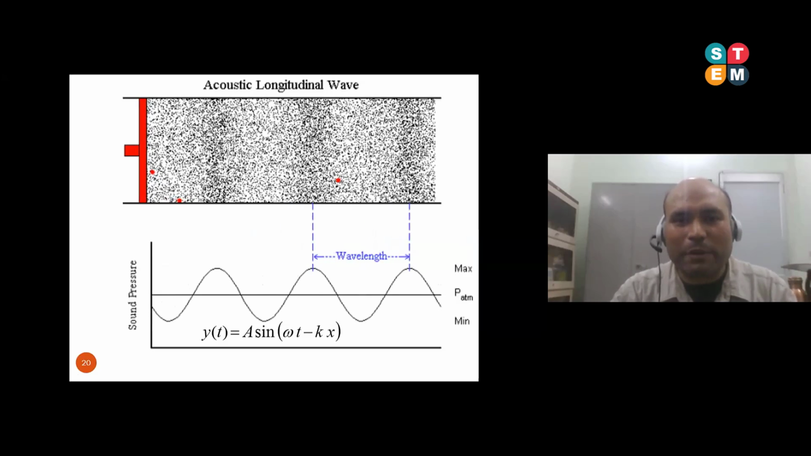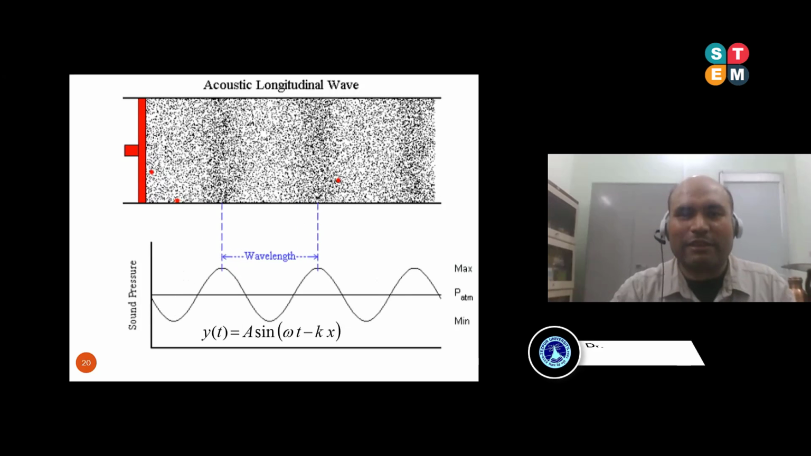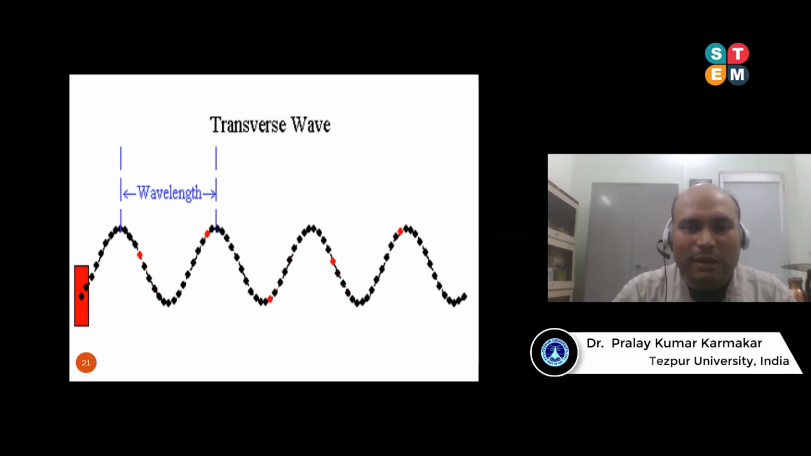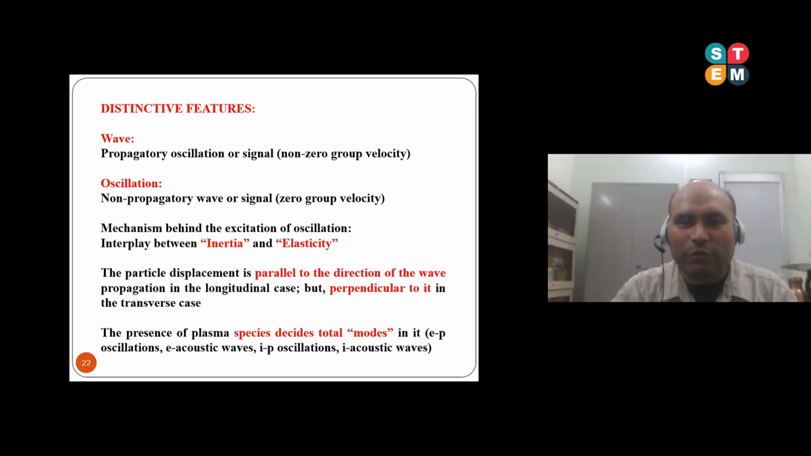So it propagates through compression and rarefaction, as visualized here in this cartoon. And this is again a transverse wave, and how it propagates. This is another cartoon. So what is the distinguishing feature between wave and oscillation? Already I told you that group velocity matters. A wave without any group velocity becomes just like an oscillation.